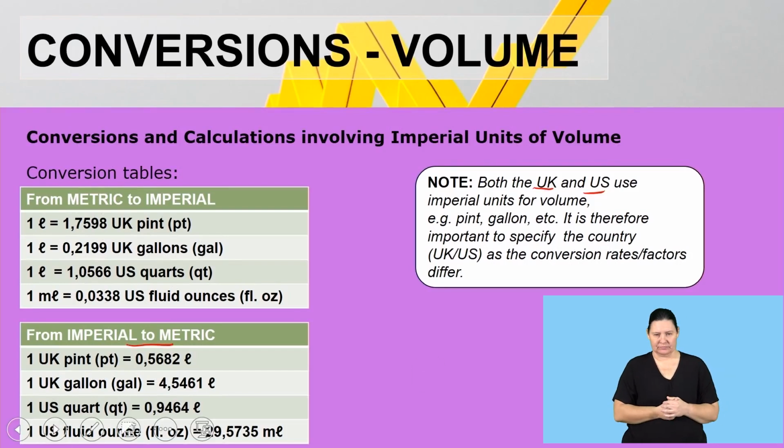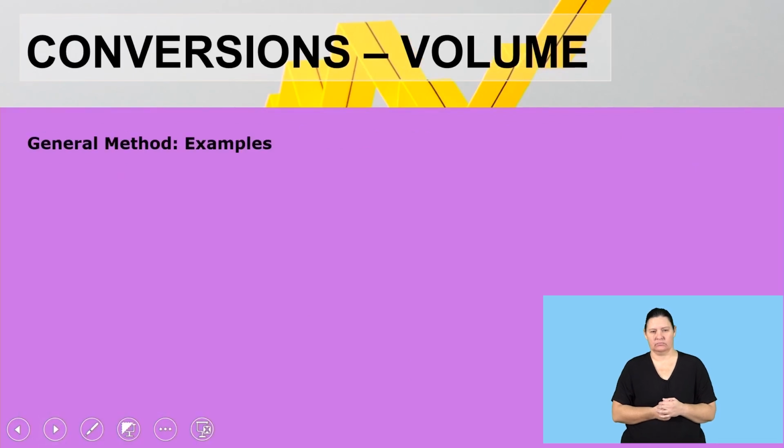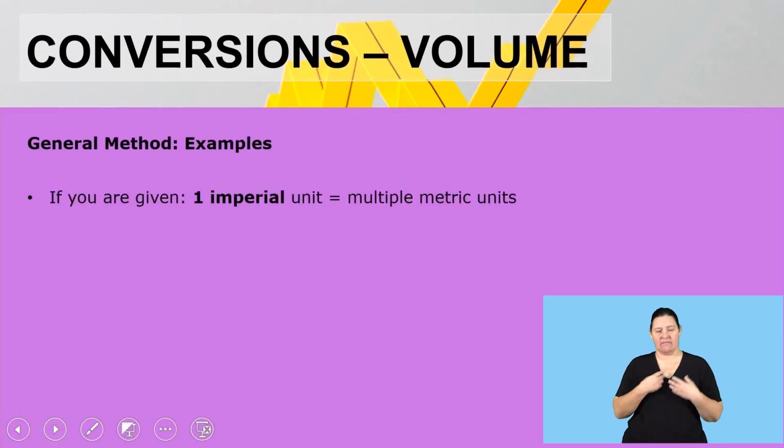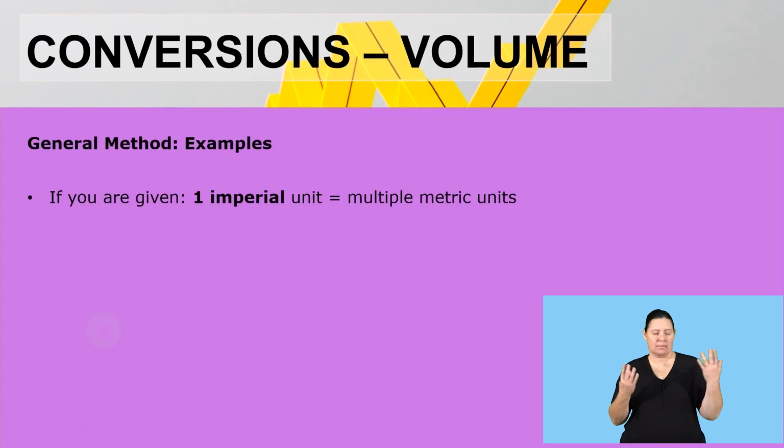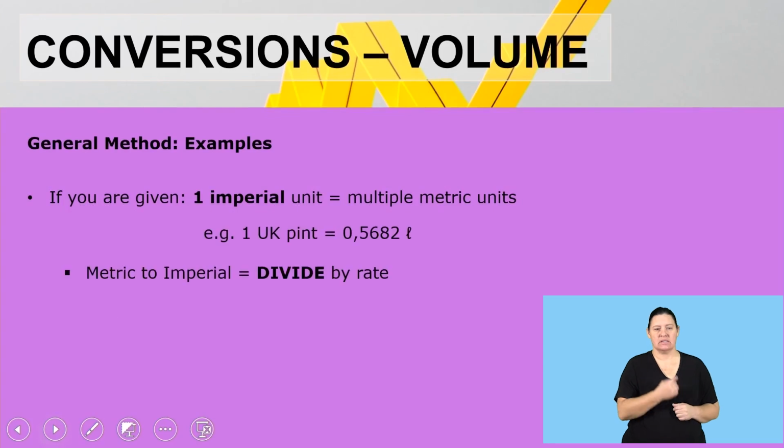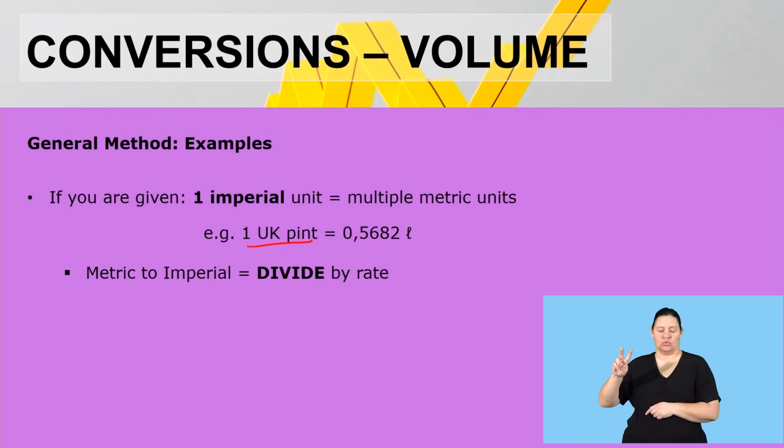Okay, so let us quickly look at some examples. So I'm saying here, if you are given one imperial unit equals to multiple metric units. For example, we will give the following to you. We'll say 1 UK pint equals to 0.5682 liters. Then, so when we convert from metric to imperial, we will divide by the rate.